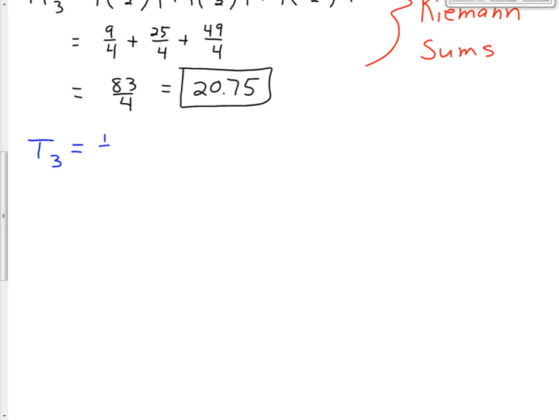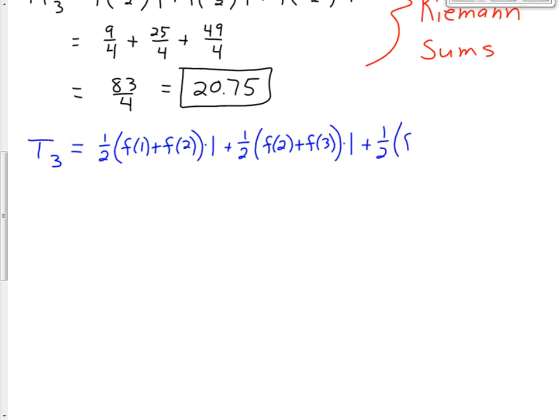We're going to have 1/2 base 1, which is going to be f of 1, plus base 2, which is f of 2, and then times the height, which is the width of the subinterval, 1. And then the next trapezoid, the bases are f of 2 and f of 3, times the height, which is 1 again. And finally, the last trapezoid, f of 3 plus f of 4, times 1.